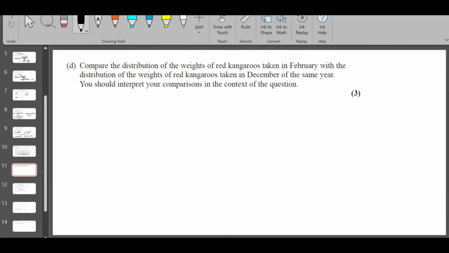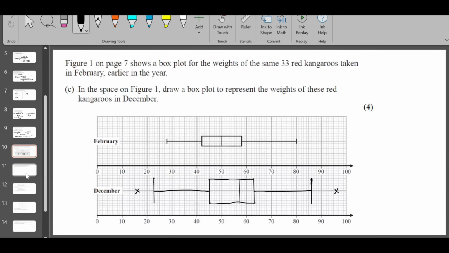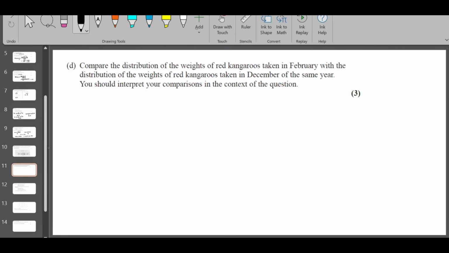Let's look at part D now. Compare the distribution of the weights of red kangaroos taken in February with the distribution of the weights of red kangaroos taken in December of the same year. So we have 2 box and whisker plots here. We need to compare them. You should interpret your comparisons in the context of the question. Okay, I'm going to tell you how to do this.